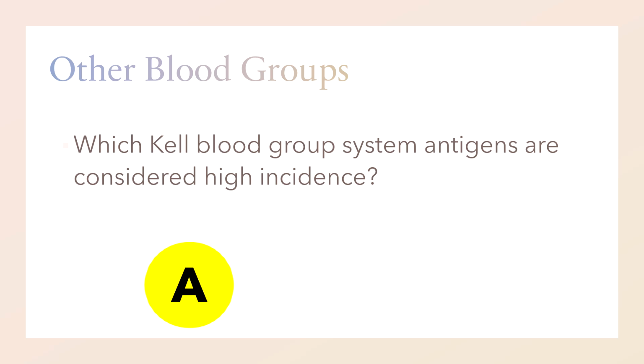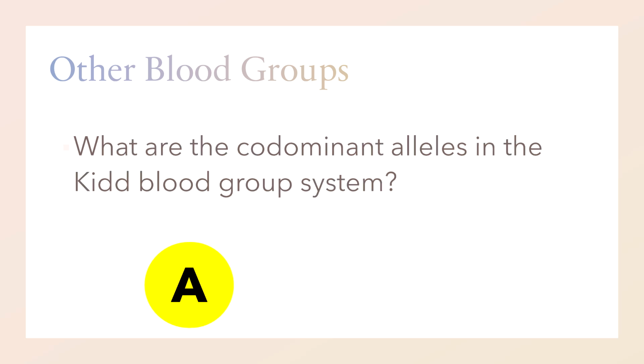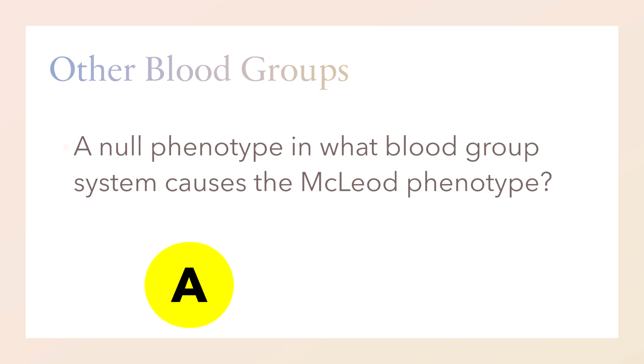Which KEL blood group system antigens are considered high incidence? k, Jsb, and Kpb. Here are the codominant alleles in the Kidd blood group system: Jka and Jkb. A null phenotype in what blood group system causes the McLeod phenotype? Kell.